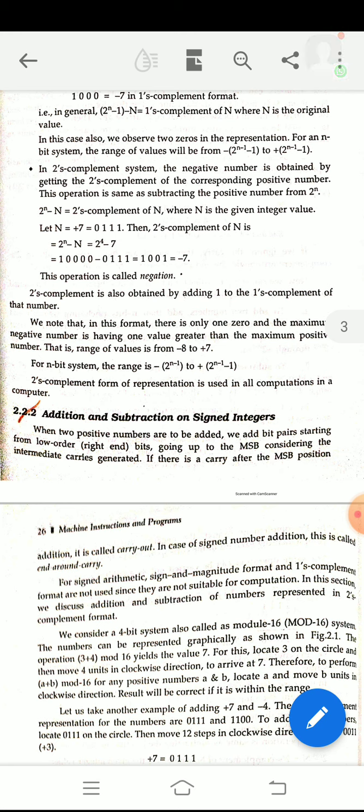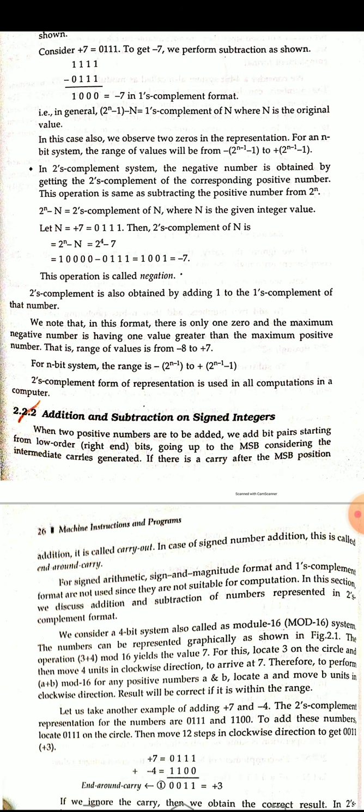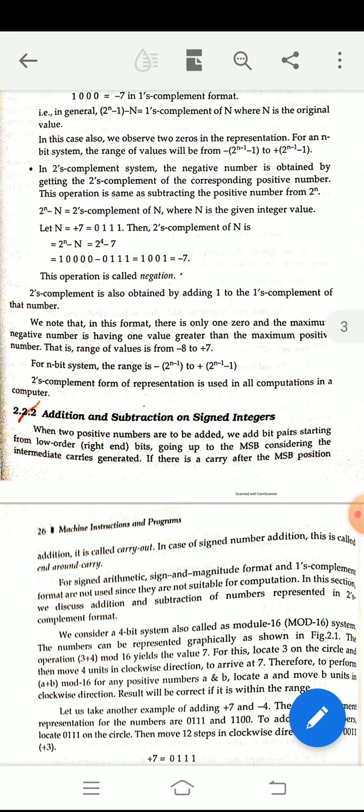We note that in this format there is only one 0. The maximum negative number has one value greater than the maximum positive number, so the range is from minus 8 to plus 7. For an n bit system, the range is minus 2 to the power of n minus 1 to plus 2 to the power of n minus 1. This is the format of the 2's complement, which is used in all computations in computers.